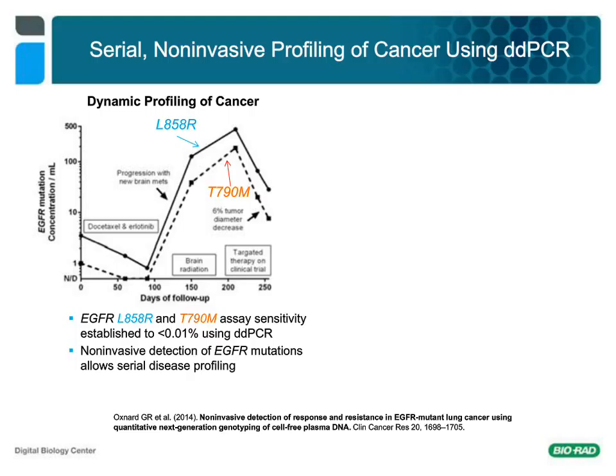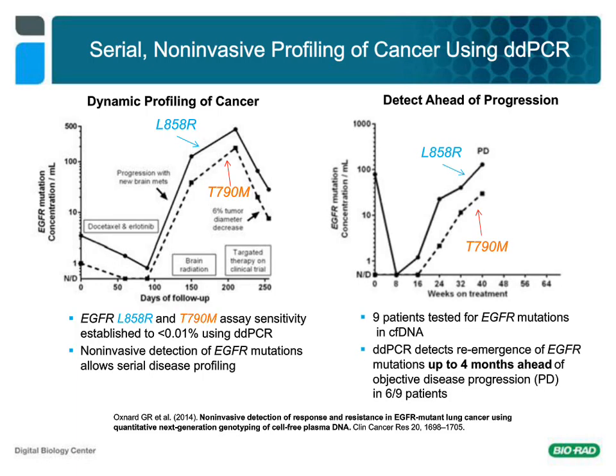In another compelling finding, the team was able to show, using ddPCR in 6 out of 9 patients tested, reemergence of the EGFR mutations detectable up to 4 months ahead of objective disease progression using radiographic imaging. This sensitivity has the potential for massive patient benefits, both in terms of comfort and the ability to quickly iterate on treatment options.